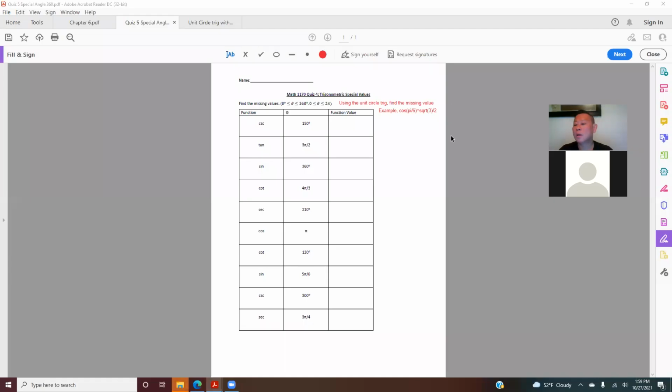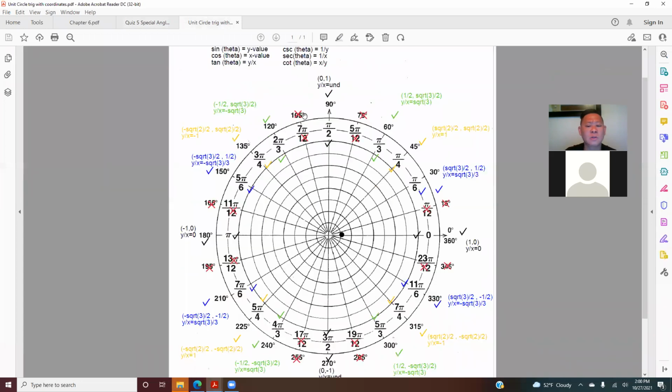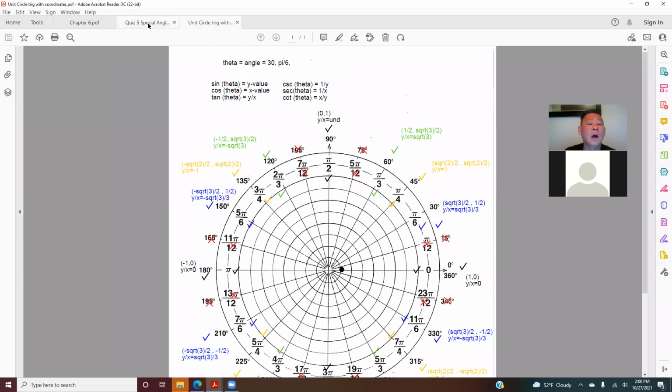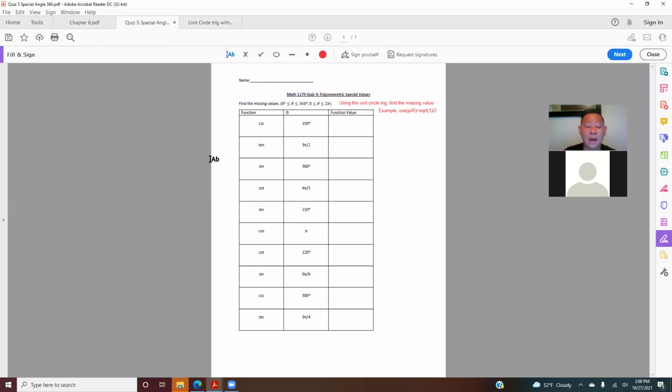So those who just came to the class here, log in. Please make sure you try to do this quiz. You have to use the unit circle that you learned last week Wednesday, which is this unit circle. I hope you still have this with you, to figure out the function value. So you have to figure out what is cosecant 150 degrees, tangent 3 pi over 2, and so on. The unit circle will be a good practice.